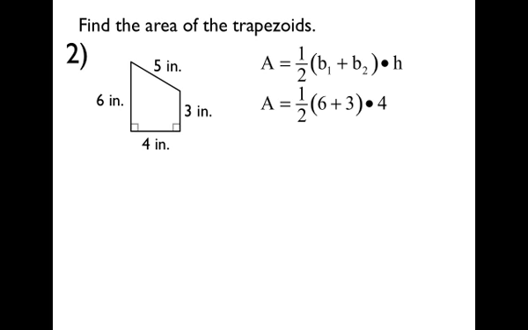So we have 1/2 times the quantity, 6 plus 3, that multiplied by 4. So doing parentheses first, we get 9. 9 times 4 is 36. 36 times 1/2 gets us 18 inches squared.